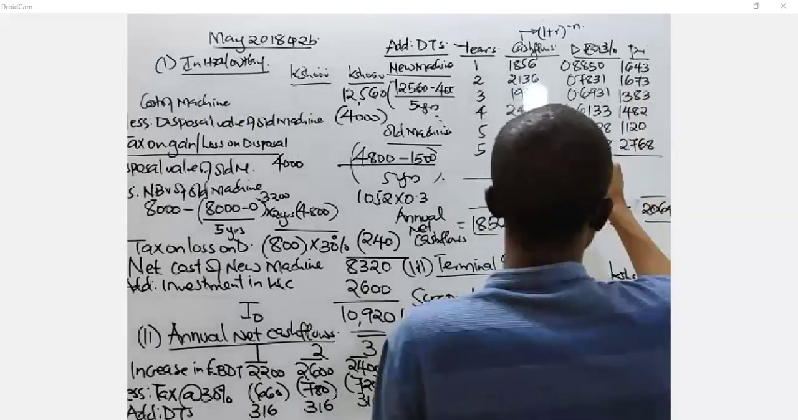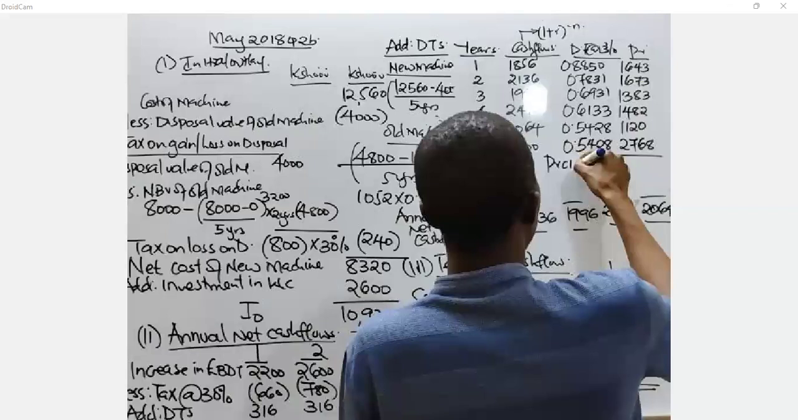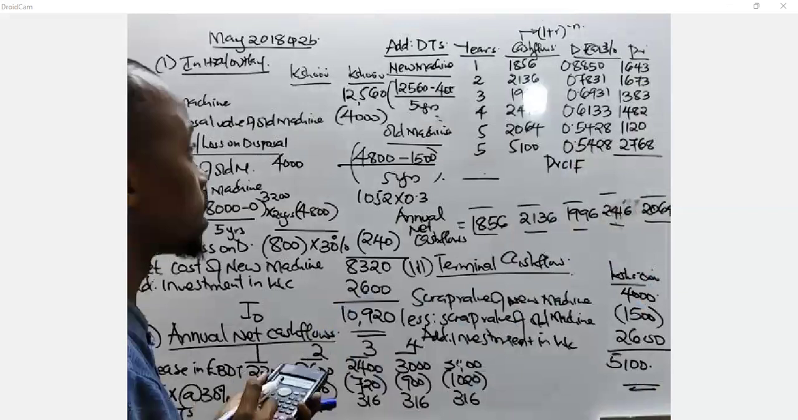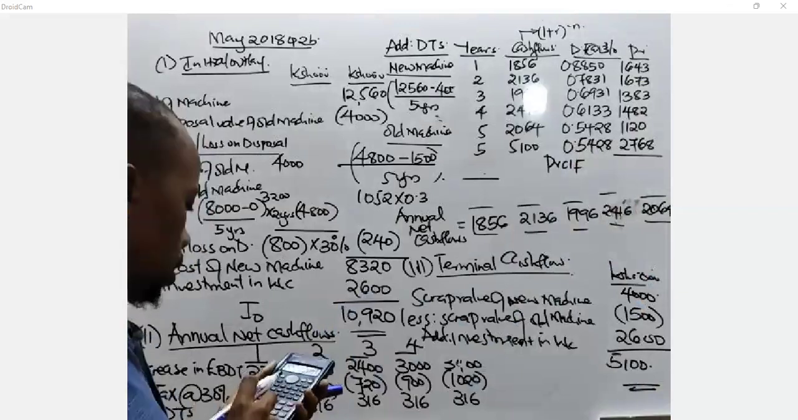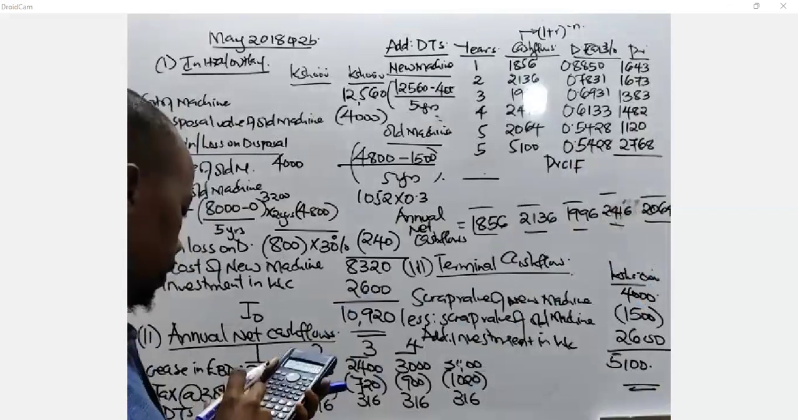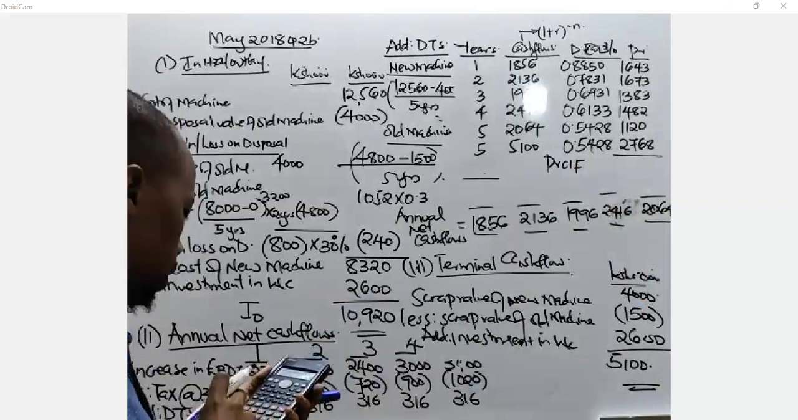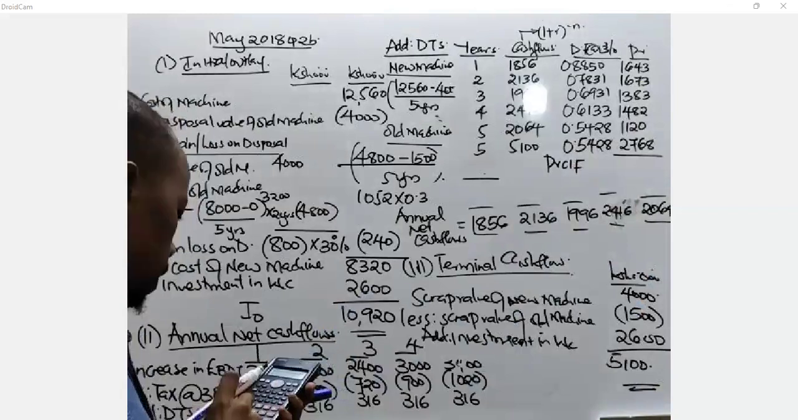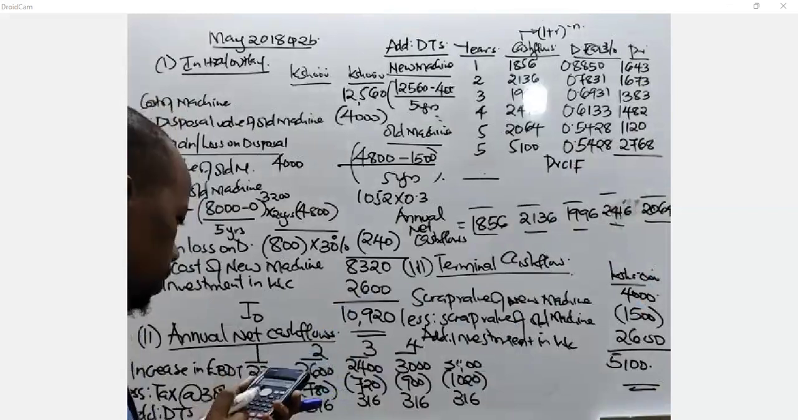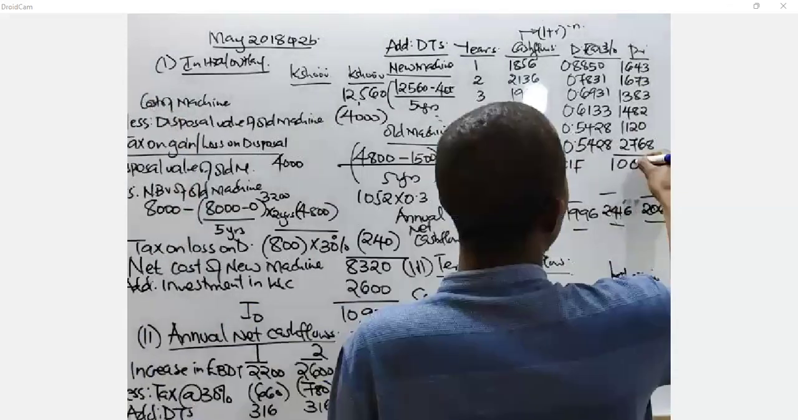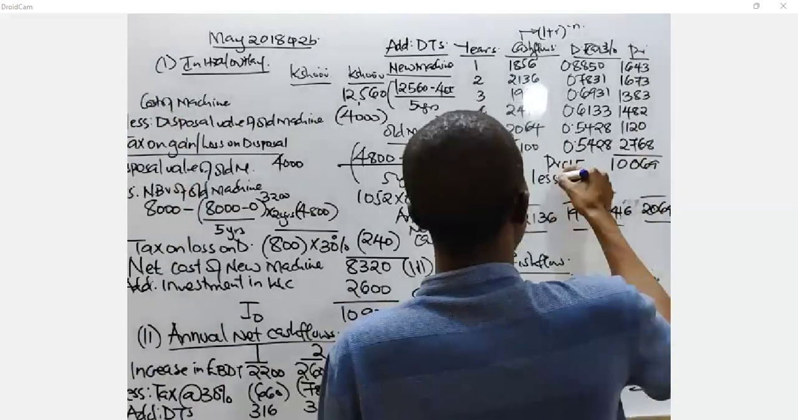What is the present value of the cash inflow? We say 1643 plus 1673 plus 1383 plus 1482 plus 1120 plus 2768. We are getting 10,069. We less our initial cost.